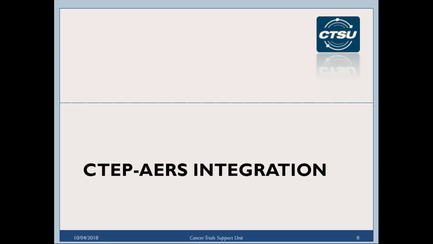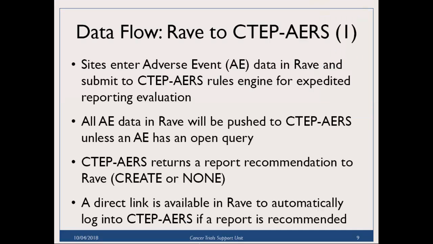Before jumping into the CTEP errors integration updates, I did just want to take a moment to review the expected data flow for studies that are using this integration. So sites enter adverse events in RAVE and submit them to the CTEP errors rules engine for evaluation to determine whether an expedited report is recommended or not. As long as there's no open queries for any AEs, then all AE data in RAVE will be pushed into CTEP errors. Then CTEP errors returns a recommendation to RAVE indicating whether a report is recommended. If it is, it'll display create, and if it's not, it will display none.